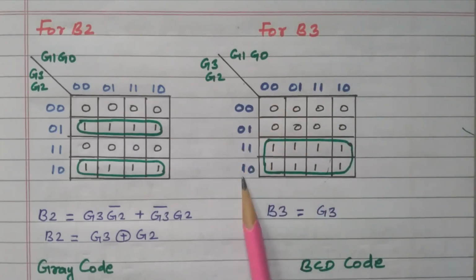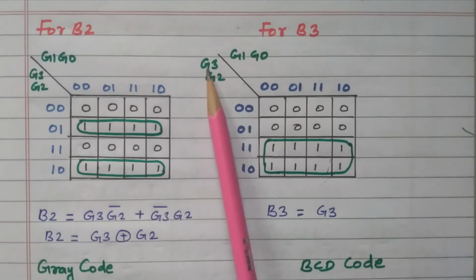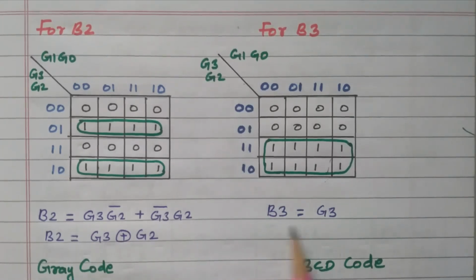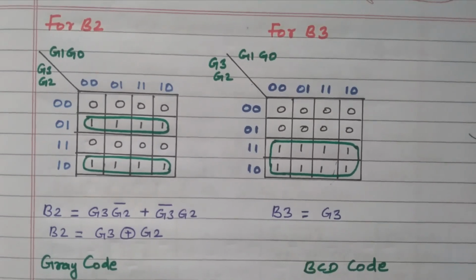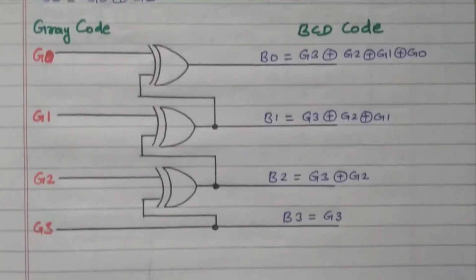1, 1, 1, 0. So the first one is commonly available, and the second one is cancelled by this 0. What is the first one? It is nothing but G3. So B3 equals G3. Now we have the expressions for all of B0, B1, B2, B3. Now we'll implement these expressions in logic gates.